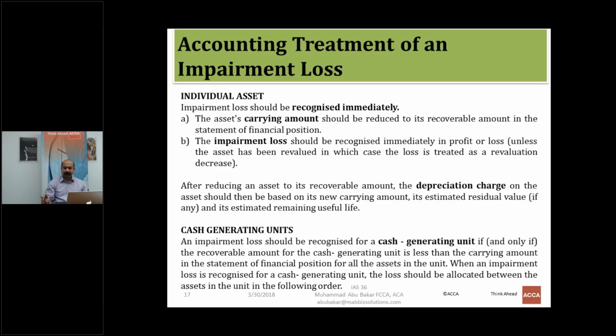So this was the point. After reducing an asset to its recoverable amount, the depreciation charge on the asset should be based on its new carrying amount, its estimated residual value, if any, and its estimated remaining useful life. This is very important. It is not only in case of impairment. As I mentioned, this concept will also apply in case of revaluation, whether it is a revaluation surplus or deficit.